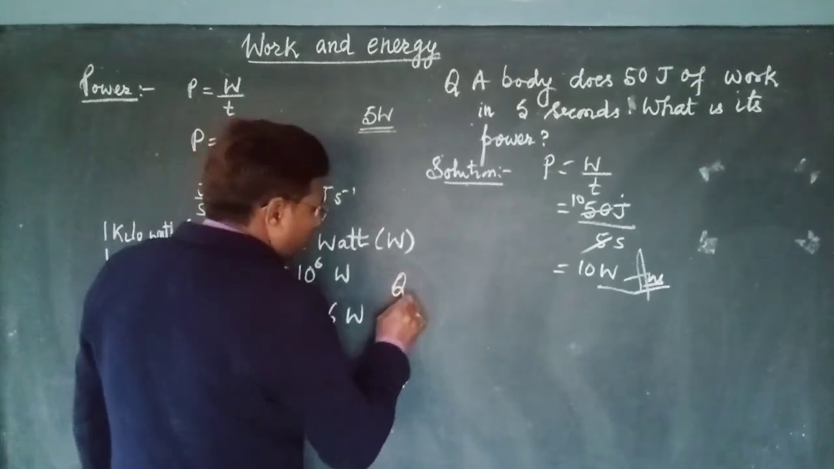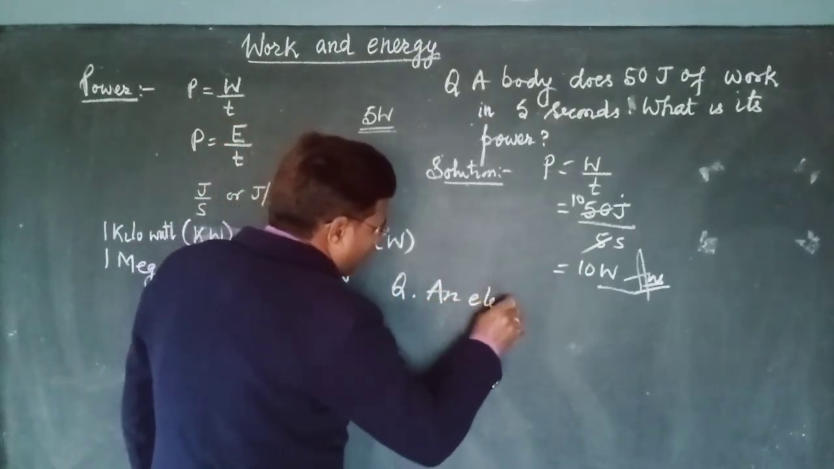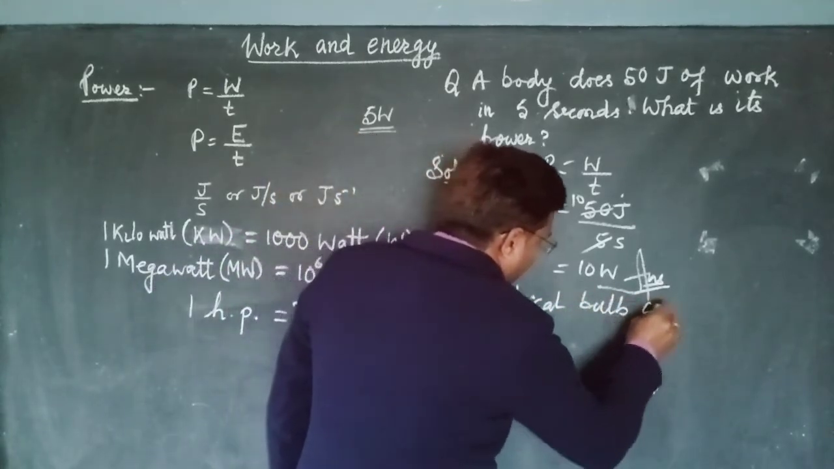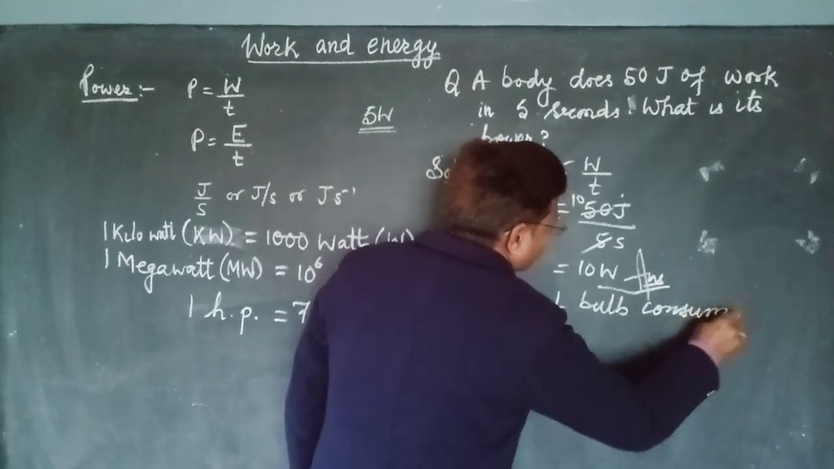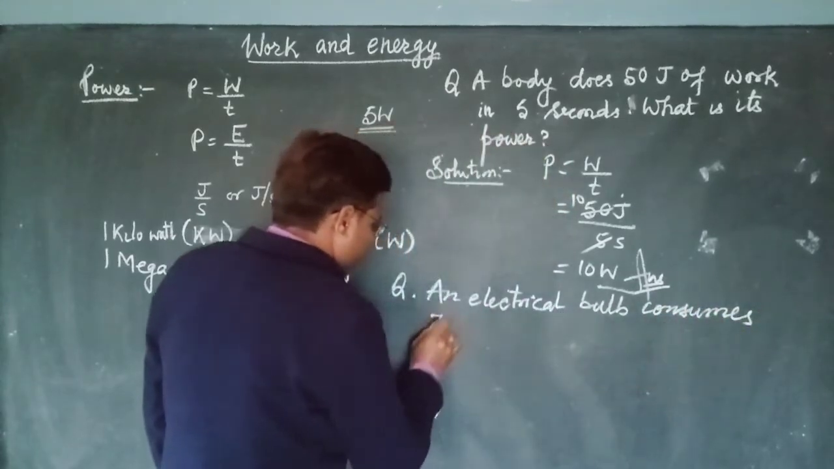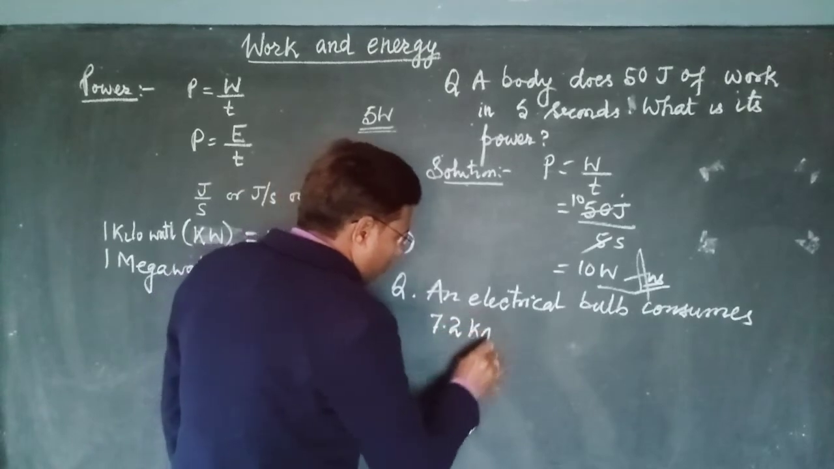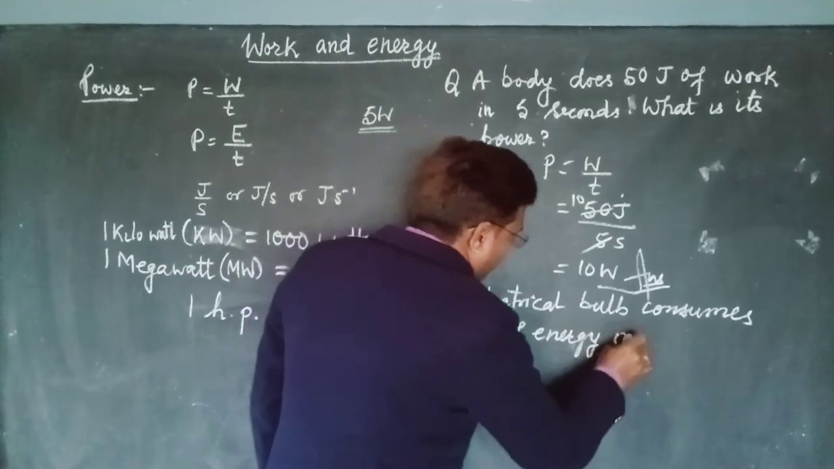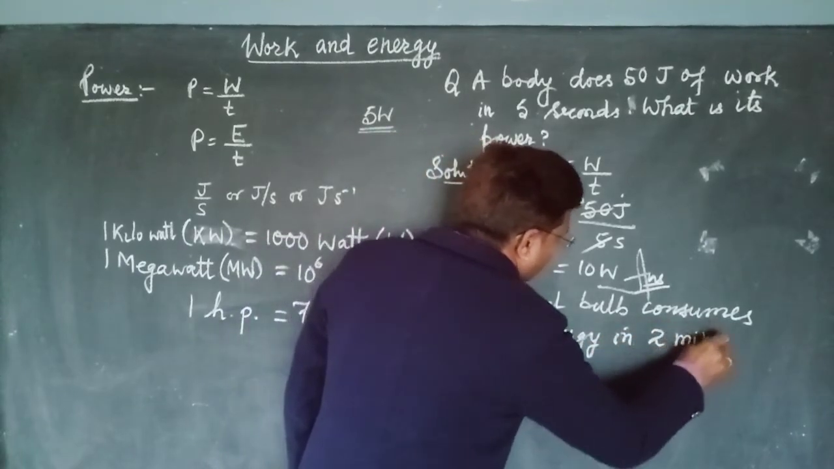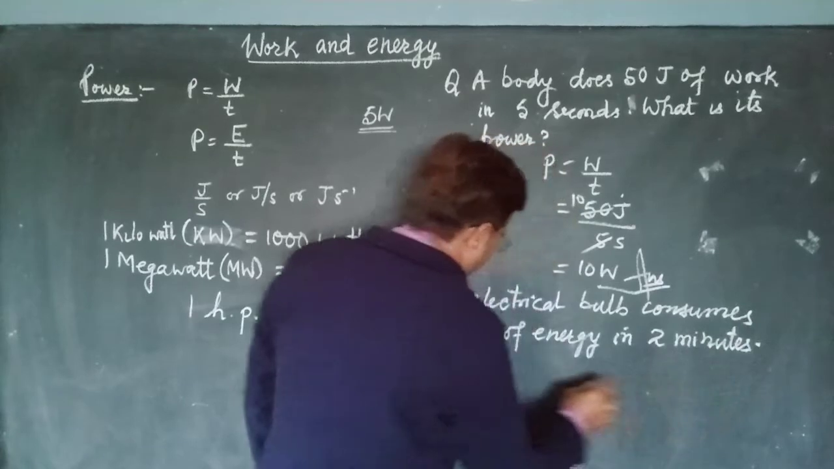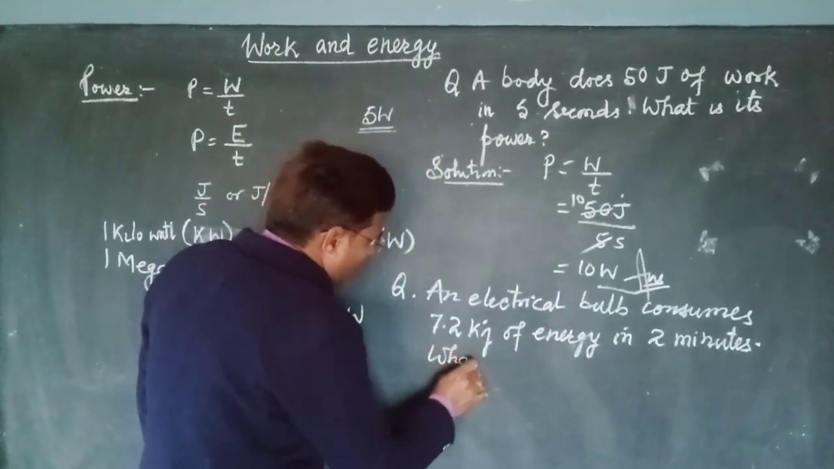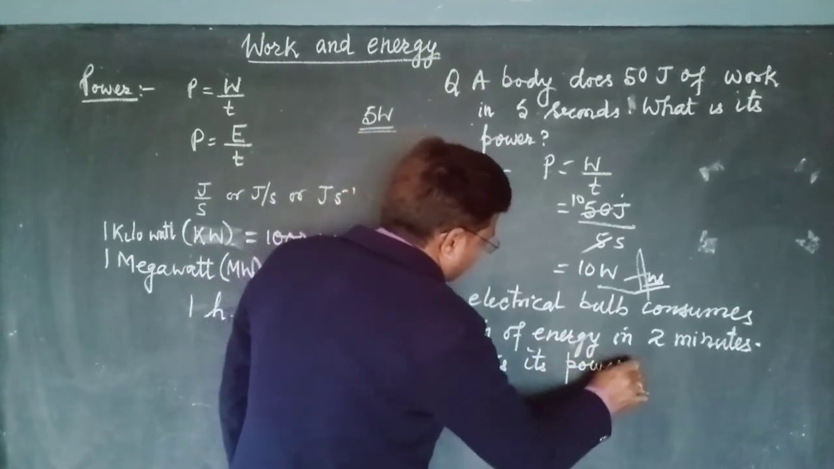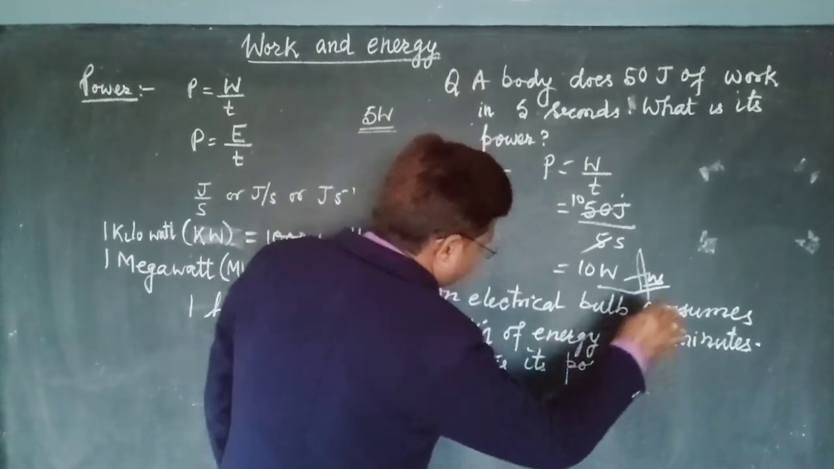Question. An electrical bulb consumes 7.2 kilojoules of energy in 2 minutes. What is its power? This is our question.